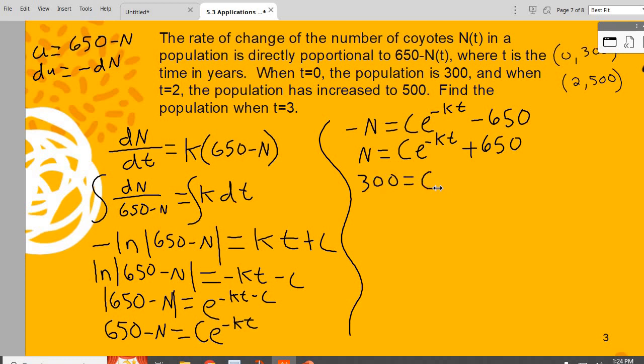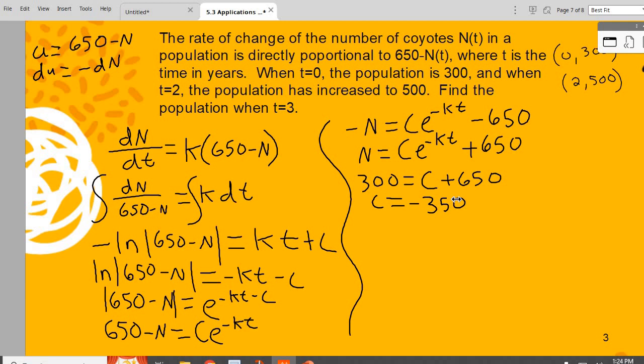Okay, so we're going to plug in 300 for our n. And we just get C times, if I plug in 0, what's going to happen to our E? It's going to be 1. So we just get plus 650. So what does C end up being? Negative 350.